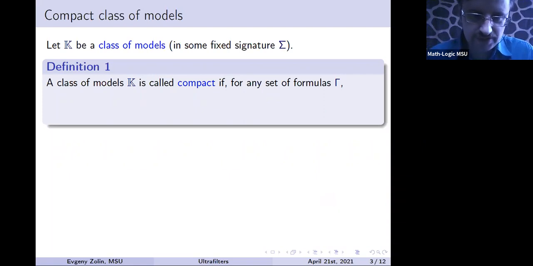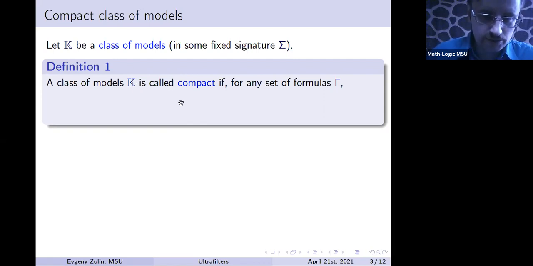And firstly, we define the notion of a compact class of models. Mathematics studies different structures, groups, fields, topological spaces, linear spaces, and so on. And some classes of structures of this kind may be called compact. What is a compact class of models or of structures?